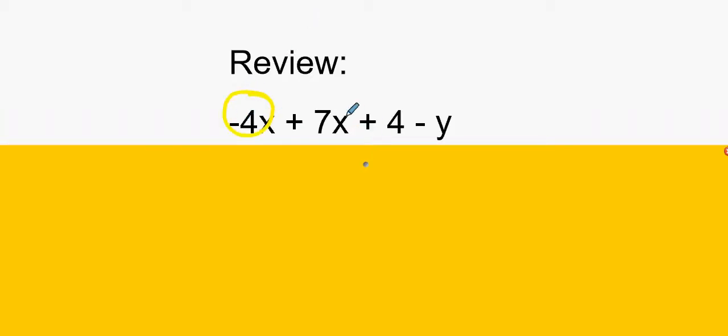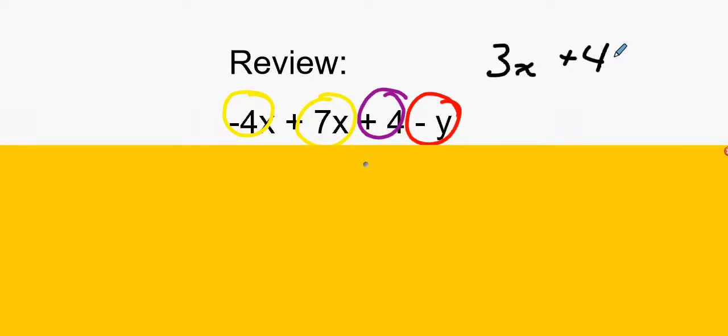I have an x. This is a constant, and this is a y. Yellows denote like terms. Therefore, I have 3x's, still a 4, and a y by itself.